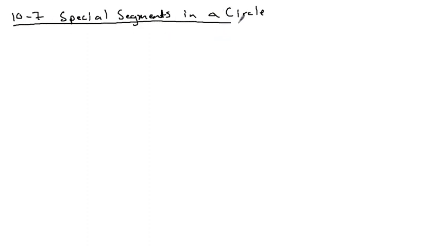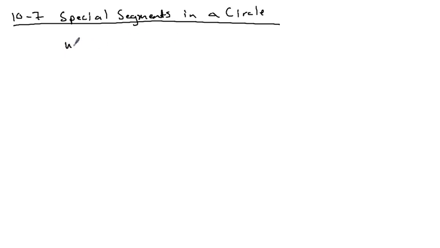All right, we're in our second to last chapter, section 10-7, special segments in a circle. What we just did about the angles is pretty easy. People usually take to that very easily, and this is very similar, except that it's about segments.